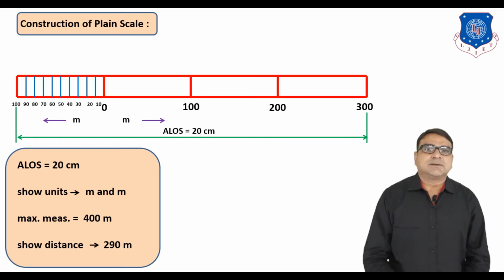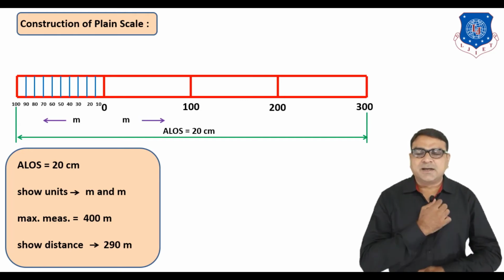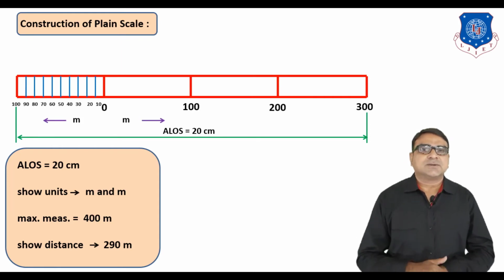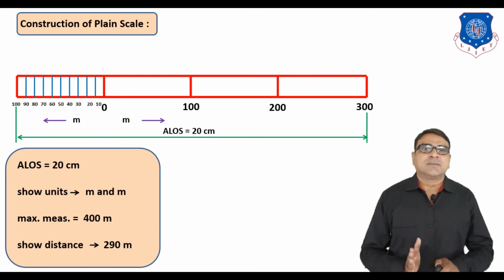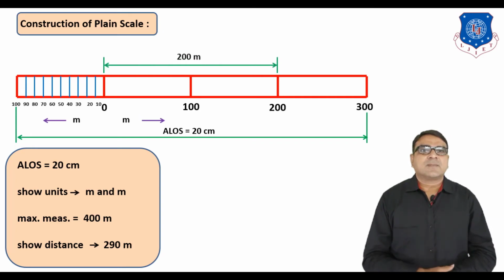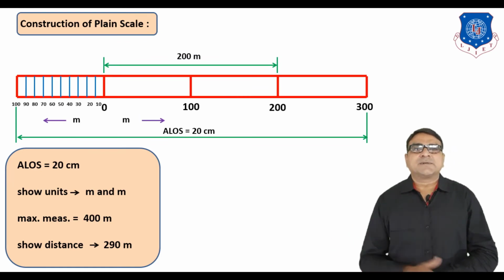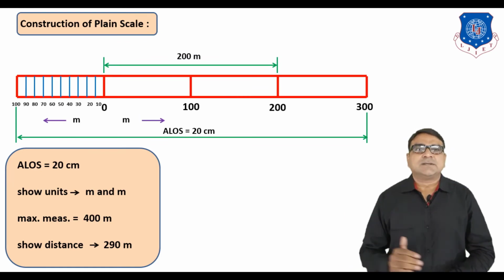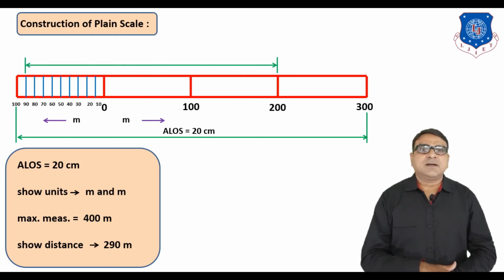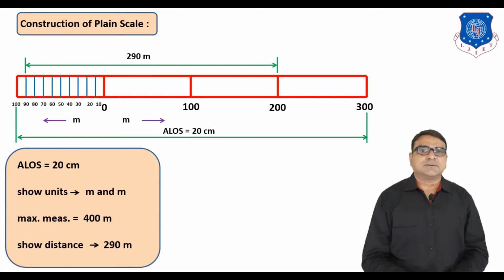which represents a maximum measurement of 400, indicating the meter unit, and the small part is also meter. So our aim is to indicate the distance 290 meter. 290 means 200 plus 90. So we have to take 200 from 0 to the right side, and add 90 meter from 0 to the left side, up to 90. So now our final distance between these 2 points is 290 meter.